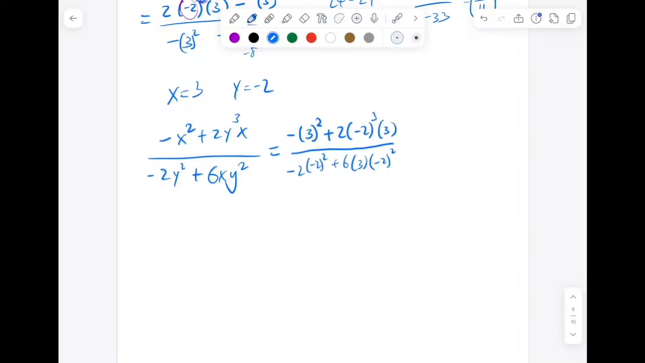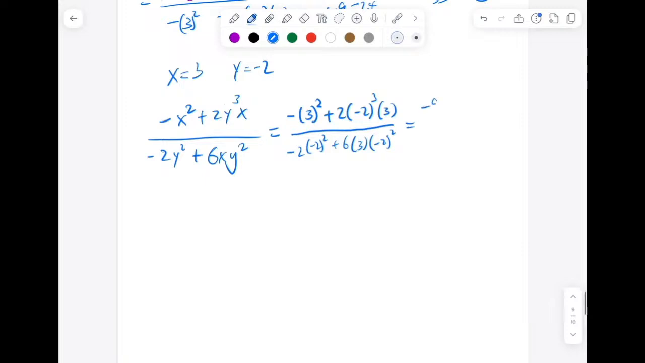Parentheses exponent rule here. What happens on the top should happen first, because the 3 is not -3 squared. Therefore, it's going to be -9. And this parentheses is going to happen first, but I'm going to evaluate what's -2 to the third power? -8 times 2 is -16, times 3 is -48. And this is -48. Is that okay?